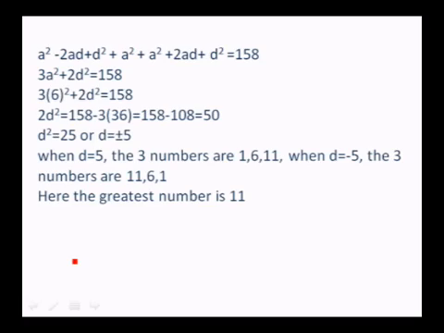So, when D is 5, the 3 numbers are 1, 6 and 11. When D is minus 5, the 3 numbers are 11, 6, 1 because we have taken the 3 numbers as A minus D, A, A plus D. So, either it is 1, 6, 11 or 11, 6, 1. In any case, the greatest number is 11. So, the best option is 11. The correct option is 11.